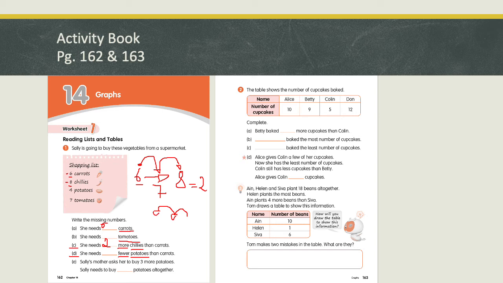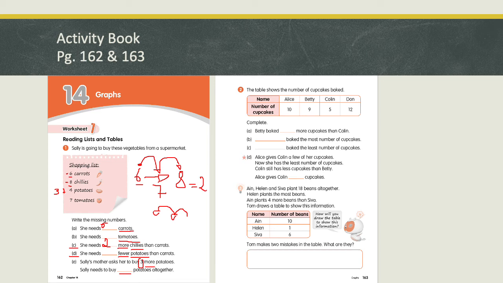And E, Sally's mother asks her to buy 3 more potatoes. Sally needs to buy potatoes altogether. See over here, 3 more potatoes. So you'll be adding this 3 to the total number that she has here already. 3 plus 4 potatoes that she needed before. That will be your answer over here.